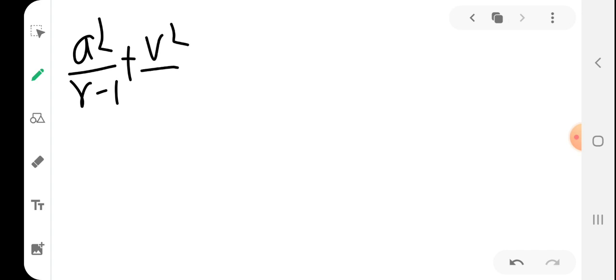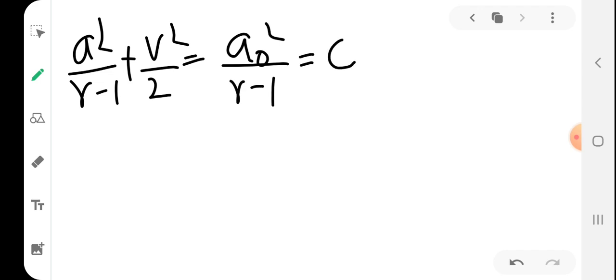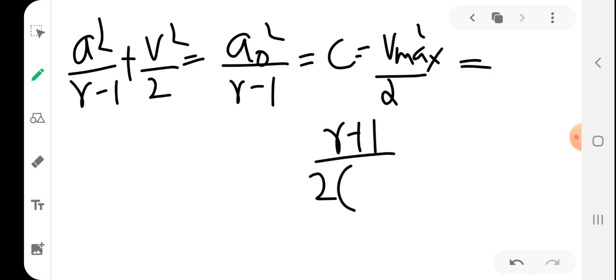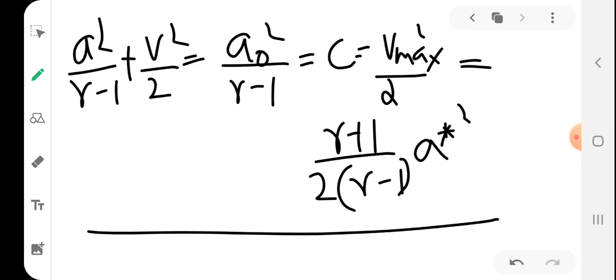a square by gamma minus 1 plus v square by 2 equals v max square by 2, which is also a constant. Initially we wrote a0 square by gamma minus 1. Now we have also written one more term: gamma plus 1 by 2 gamma minus 1 times a star square. So this is the adiabatic steady flow energy equation incorporating the three speeds a0, vmax, a star.